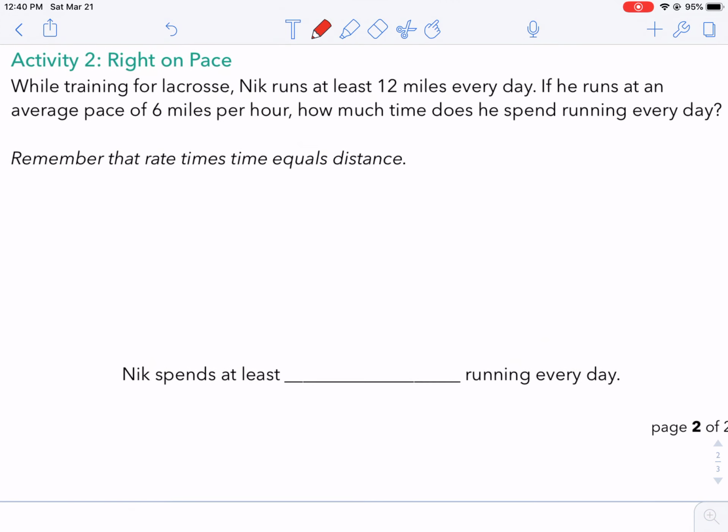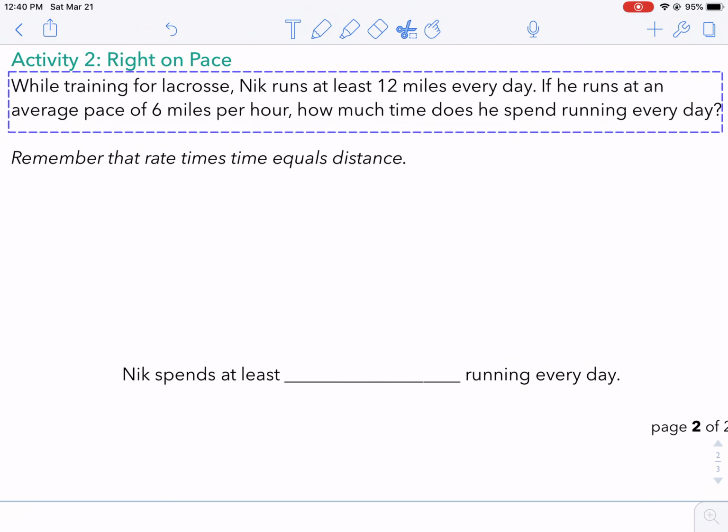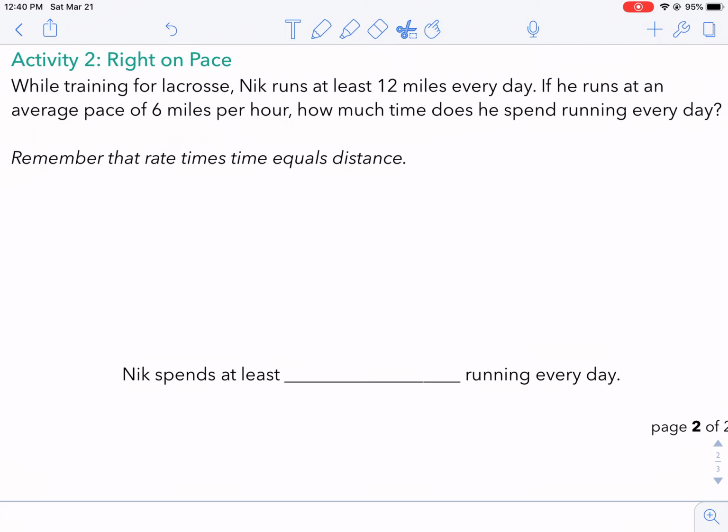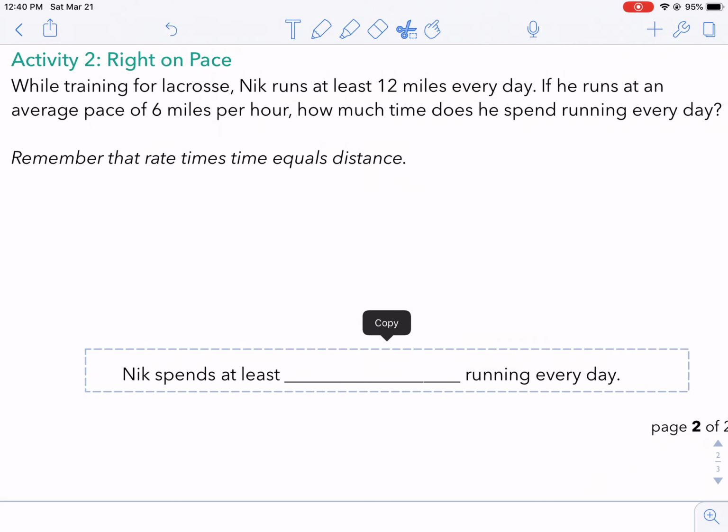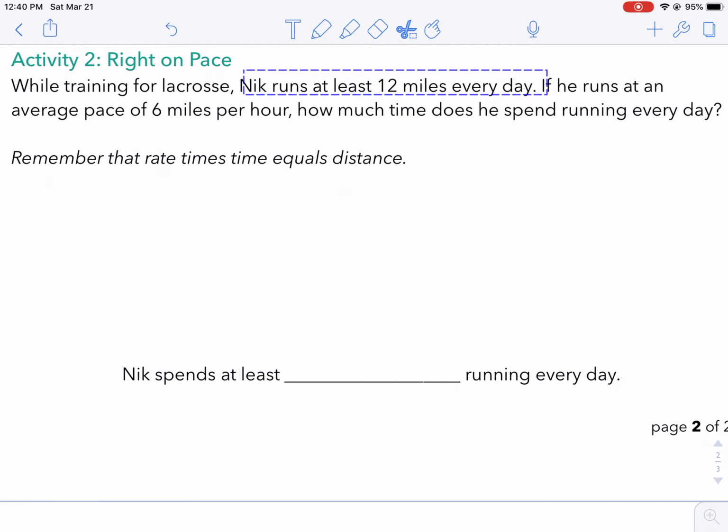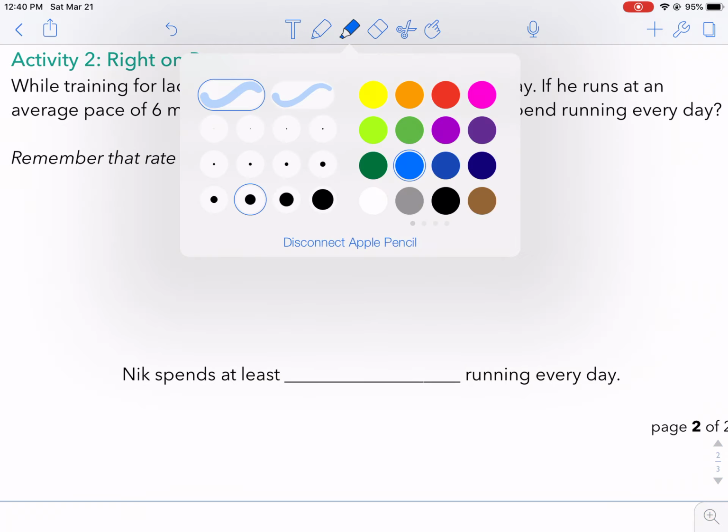For our last activity, we're going to stick right on pace with Nick. What we're going to do is read our word problem, then translate it into math, and then we'll write our inequality and answer a question. So while training for lacrosse, Nick runs at least 12 miles every day. If he runs at an average pace of 6 miles per hour, how much time does he spend running every day? Well, how much time does he spend? That's going to answer our question.